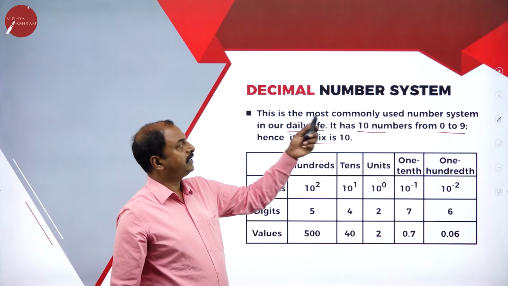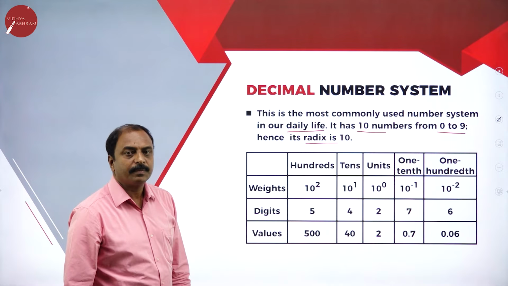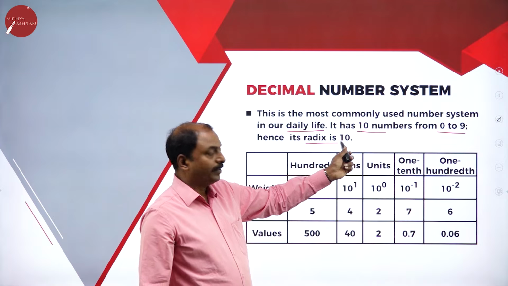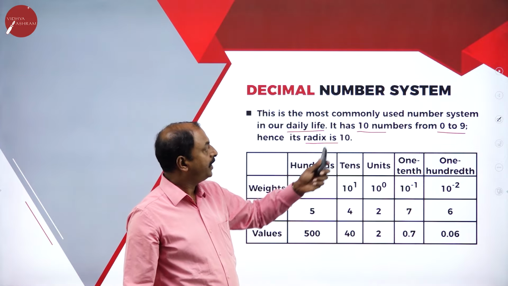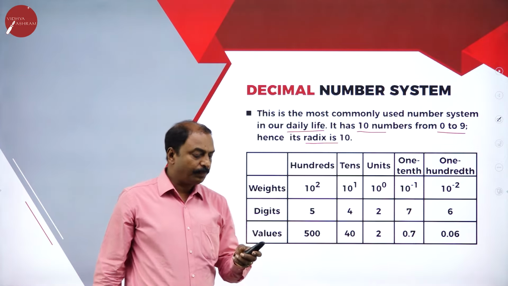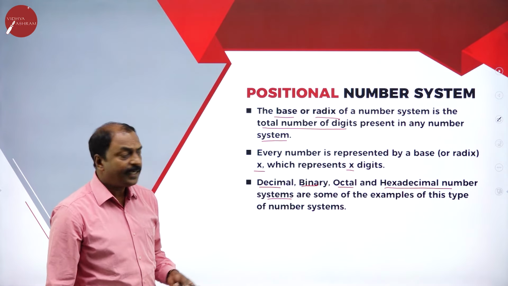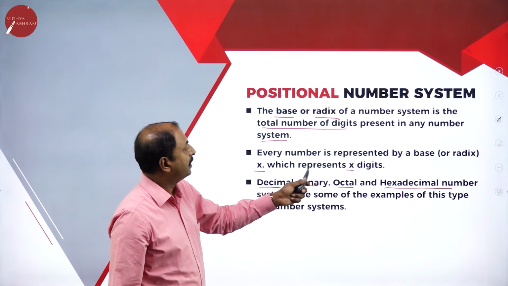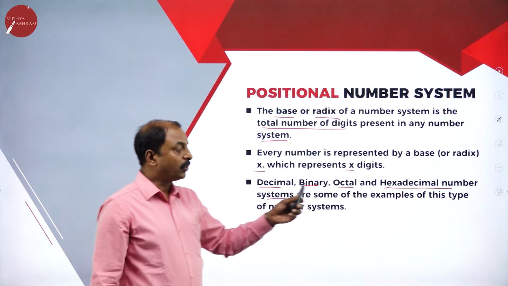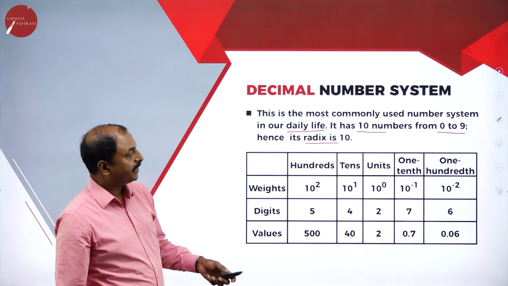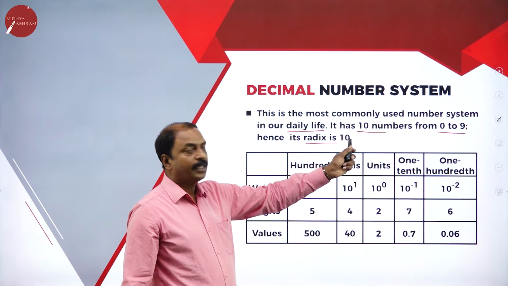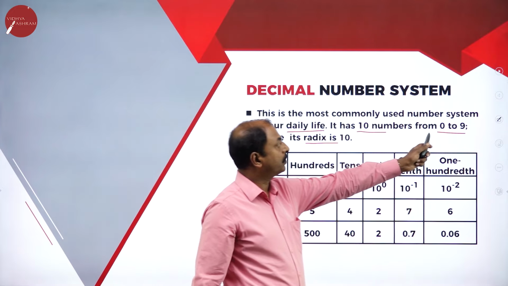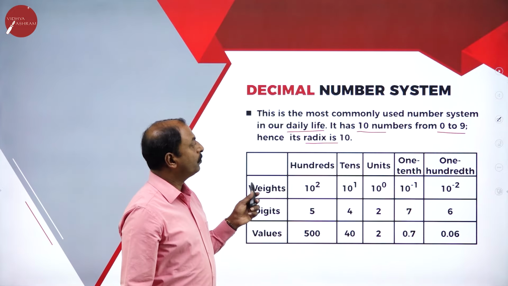So the first one is the decimal number system. What is the decimal number system? In the decimal number system, the radix or base is 10. As you have seen in our previous slide, every number system is represented by the base X, which represents X digits. Similarly, in this example, as the radix or base is 10, it consists of 10 digits starting from 0 to 9. Now look at the example.